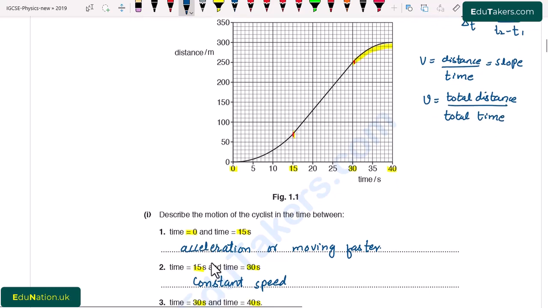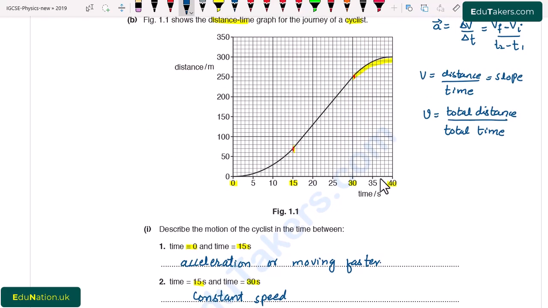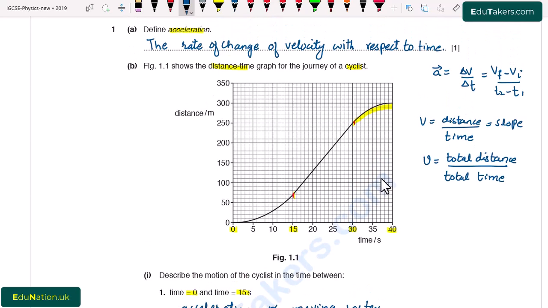So in the question it is given that for the 40-second journey, it means that we have to find the average speed for the whole journey, because we can see in the graph that the time at the end is 40 seconds. So the total time is from 0 to 40, and the corresponding distance that the cyclist covered is from 0 meters to 300 meters, because at this point the distance is 300.